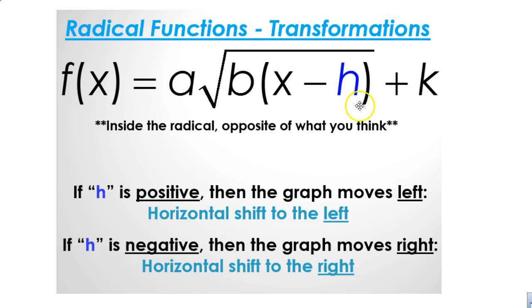Again, we're inside the radical with this transformation here. We're talking about h now. It's going to be the opposite of what you think when you start looking at these functions. If you end up with x plus a number inside, that is going to be a horizontal shift to the left. Plus h, or plus a number, is a shift to the left. When you have minus a number inside here, that is going to be a horizontal shift to the right. It's opposite of what your brain wants it to be, but that's just the way that it affects the graph.